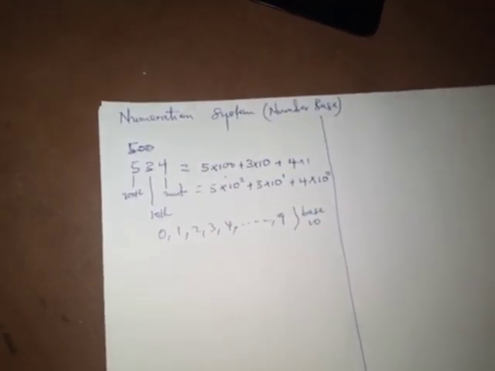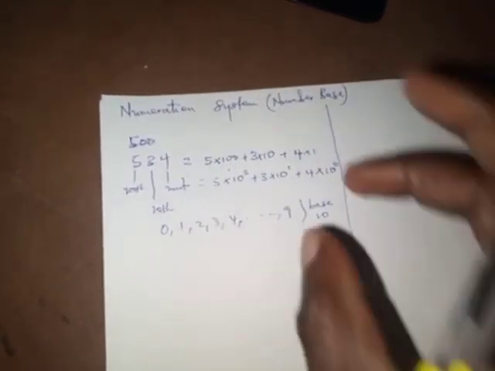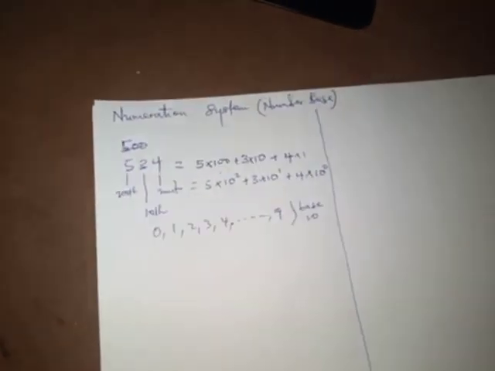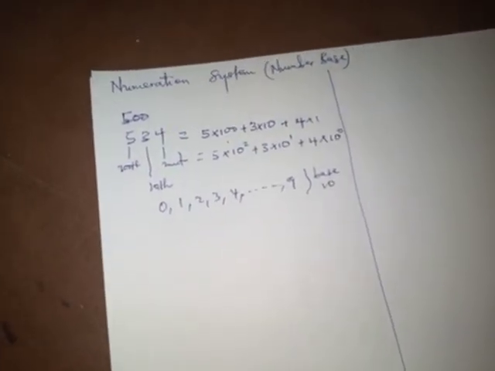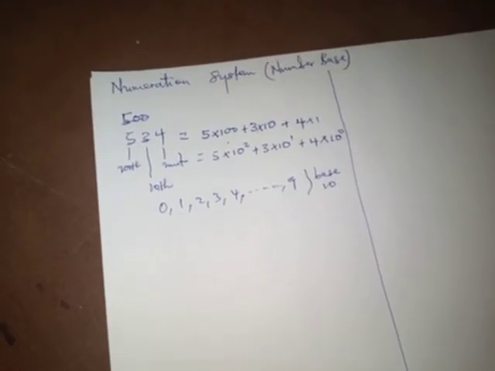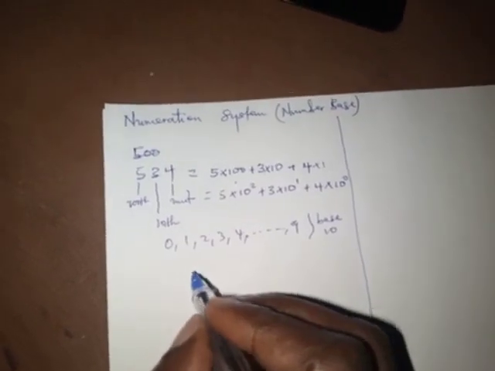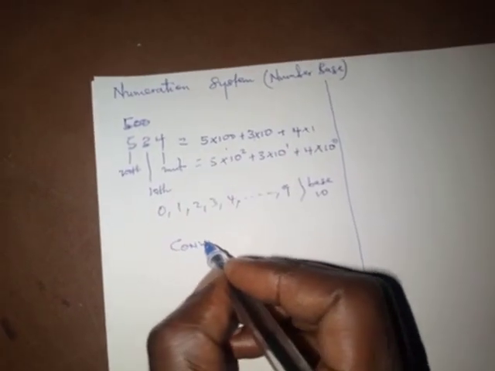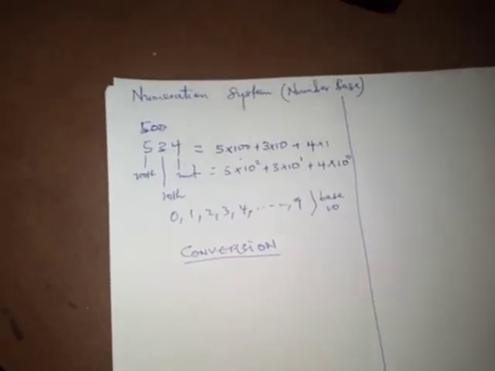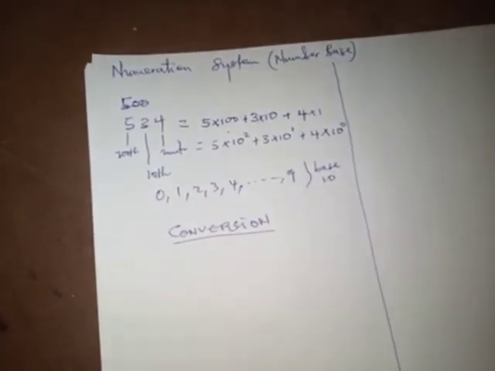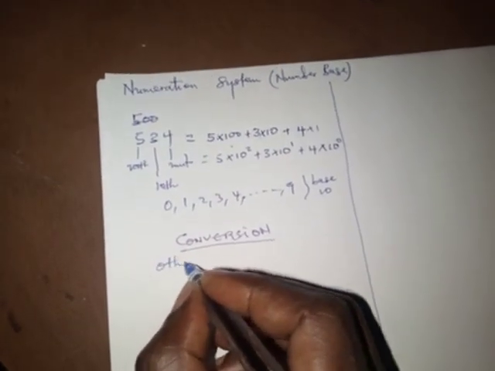Okay, so we are going to pick ideas from here. You see how we split this number? Yes, we are going to take ideas from there. So the first thing we are going to do is to learn how to convert. So conversion. We will learn how to convert other bases to what? Base 10.